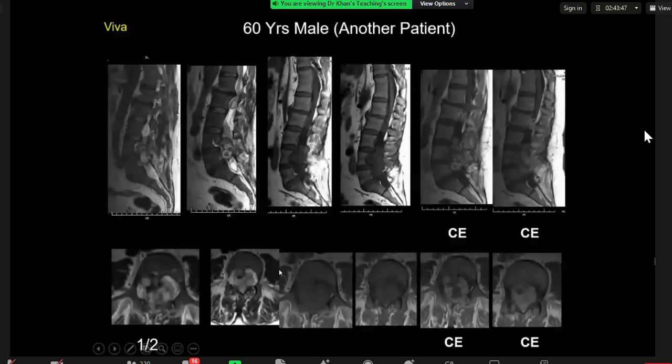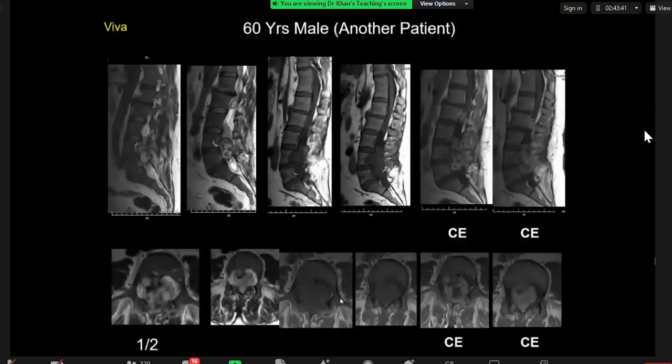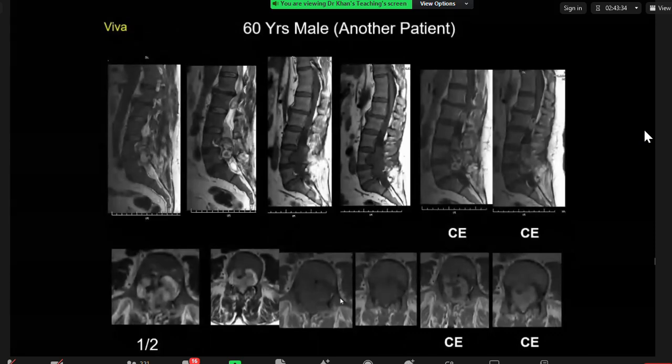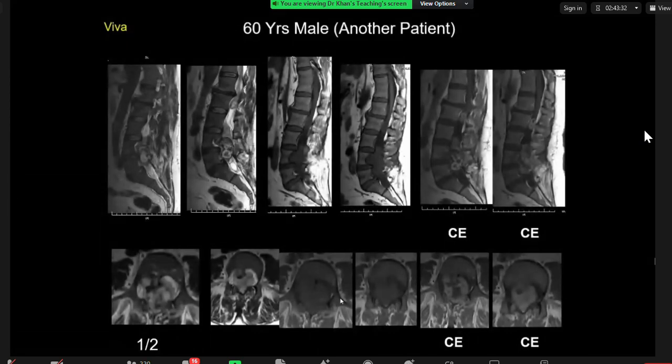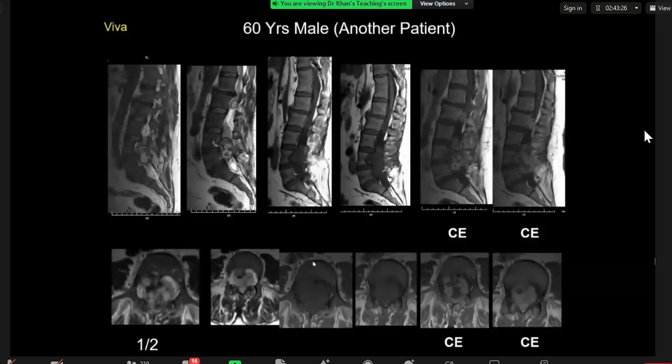On the sagittal T2 weighted imaging, I can once again see posterior vertebral scalloping. There is a heterogeneous lesion within, which is demonstrating heterogeneous T2 signal. On T1, it is isointense to the intervertebral disc, and on post-contrast imaging, it demonstrates heterogeneous enhancement.